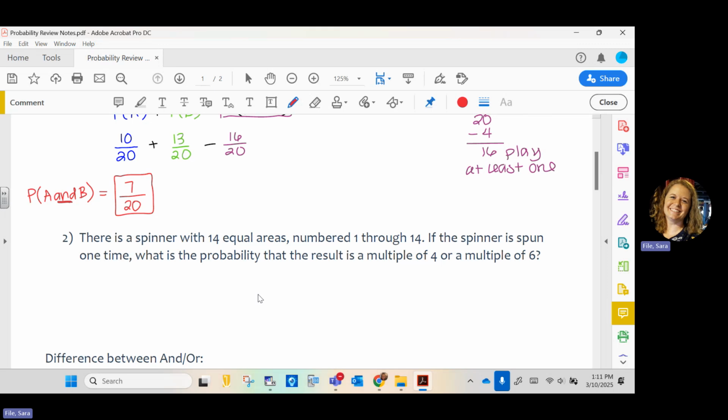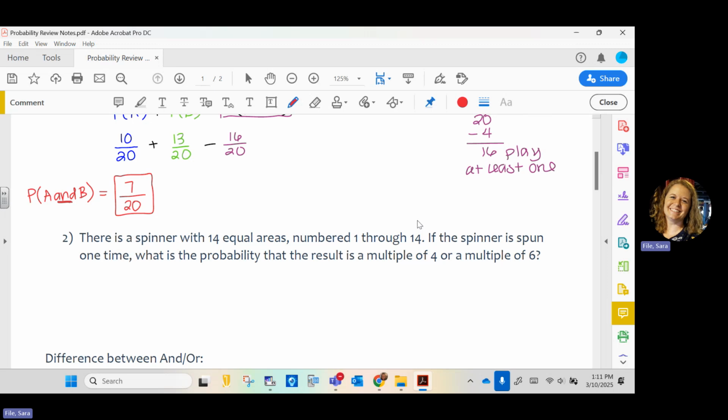Okay, let's see if we can think through this one. I think this one's a little easier to think through. It's talking about a spinner with 14 equal areas. So picture a circle, like a pie chart, where all of the pieces are equal in area. There's 14 of them. They're numbered 1 through 14. If the spinner is spun one time, what is the probability that the result is a multiple of 4 or a multiple of 6?